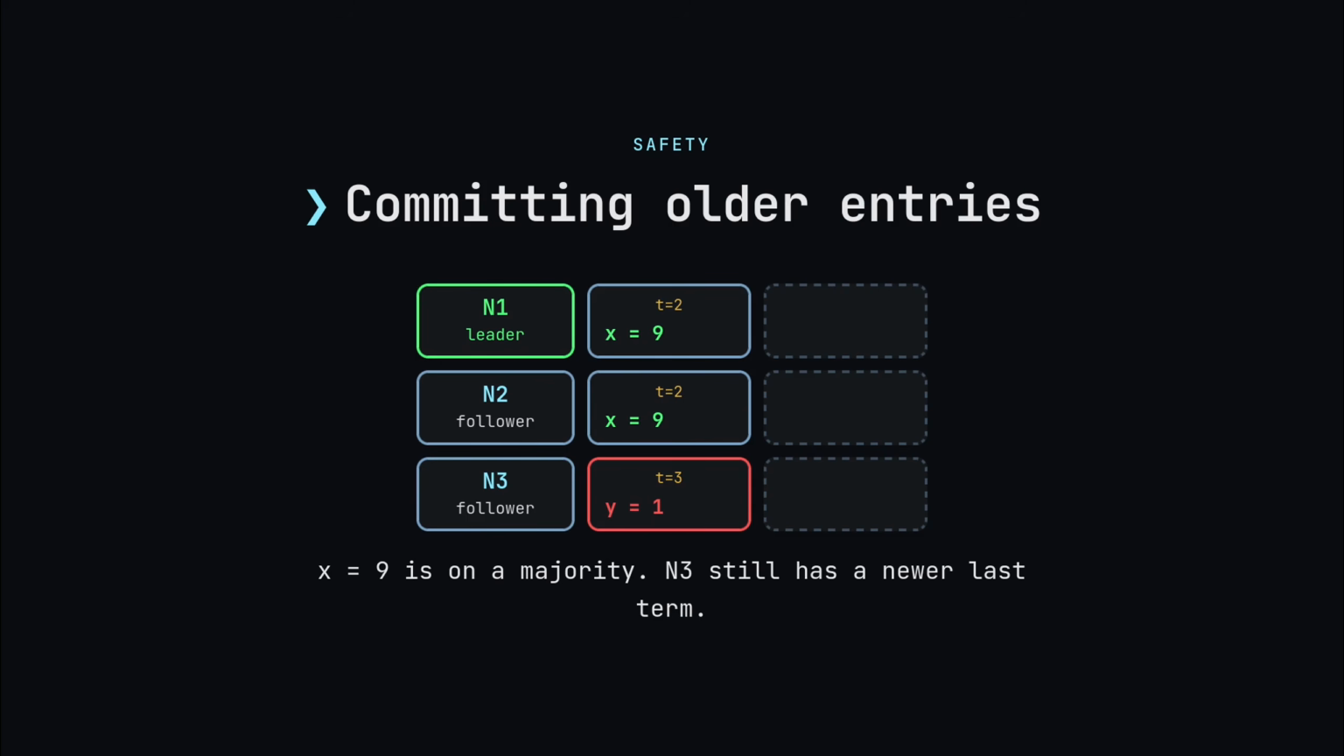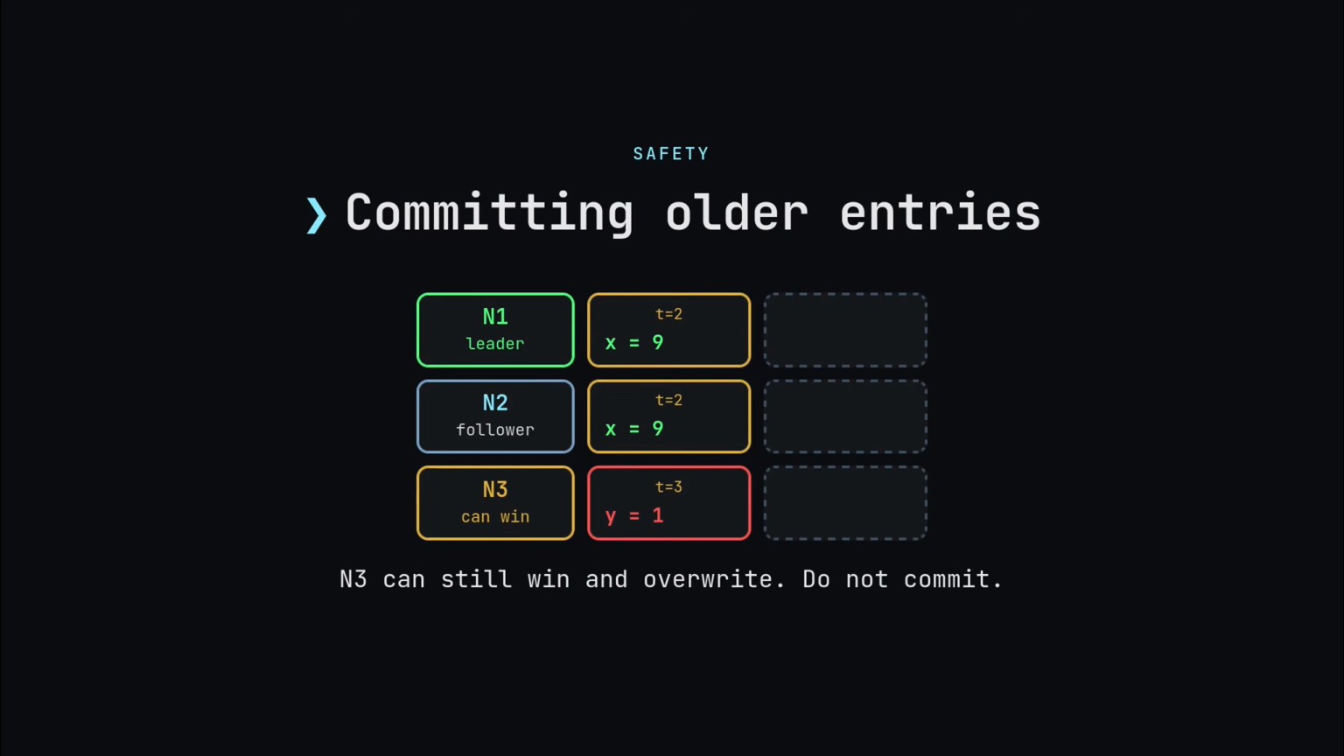Why not? N3 has a different command, y equals 1, from term 3 at the same index. Because term 3 is newer than term 2, N3's log is considered more up to date, right? So let's say N1 crashes now. N3 can still win an election and overwrite x equals 9 with y equals 1 on N2. So if we had already called x equals 9 committed, two machines could eventually apply different commands at the same index.